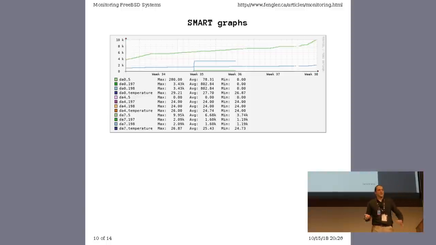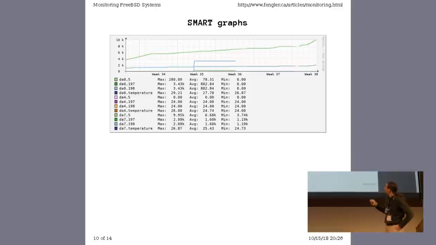Unfortunately, just because it's having errors doesn't actually have any concrete meaning here. It may die in the next week, it may die in the next month, it may die in the next year. I don't know. The lower line here is the offline uncorrectable, which is a bit lower, but still slowly climbing.